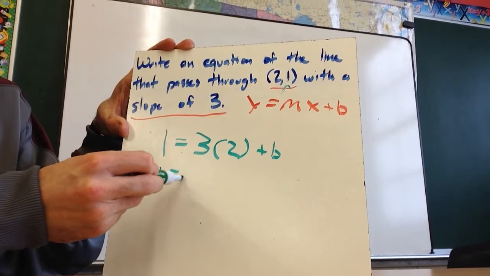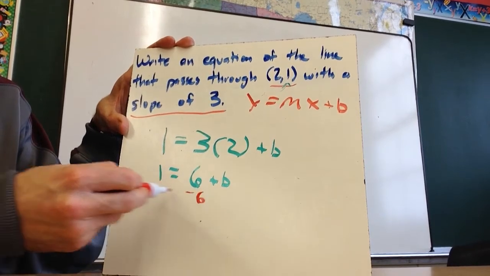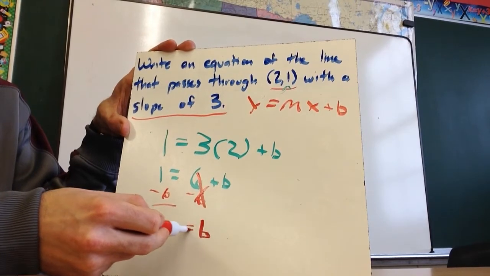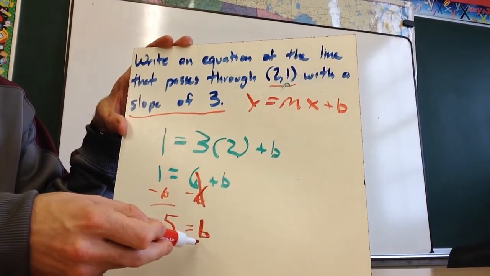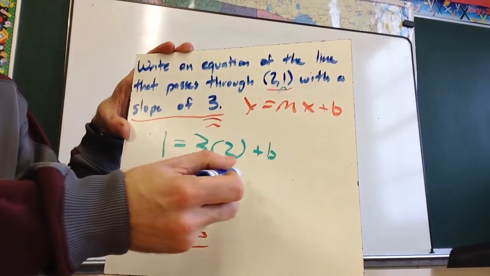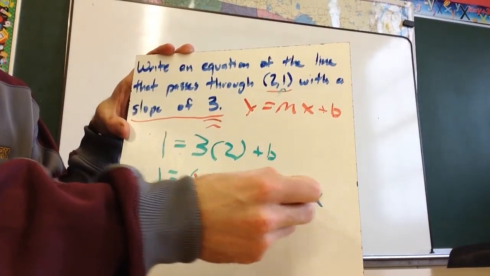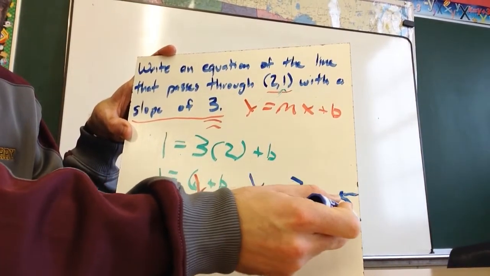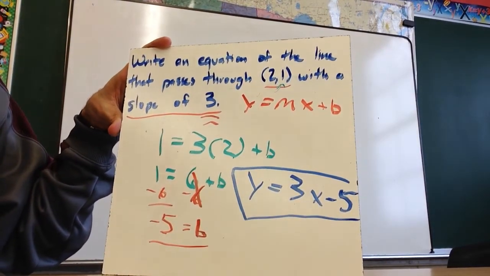So this becomes 1 equals 6 plus b. At this point I'm going to subtract 6 from both sides. That goes away, and I'm left with b equals negative 5. So at this point I now know b as well as m. I can now write my formula, y equals mx plus b, which is y equals 3x plus b. Now keep in mind b is negative, so this is going to be minus 5. So there is my formula for the line that passes through (2, 1) with a slope of 3.